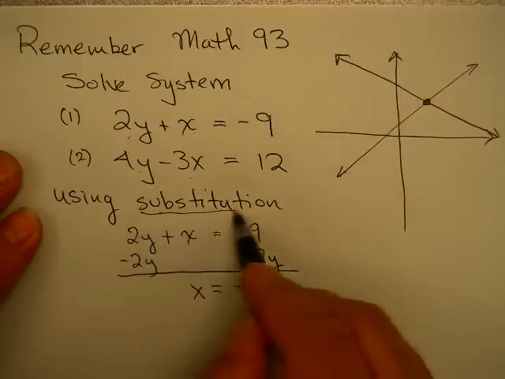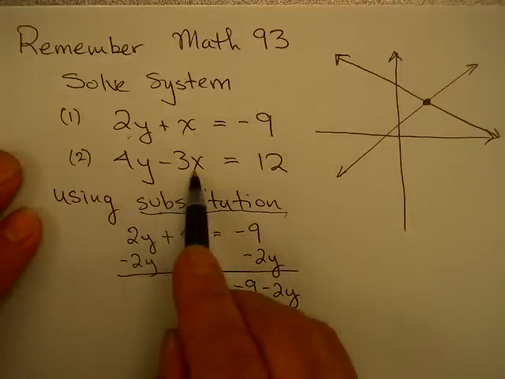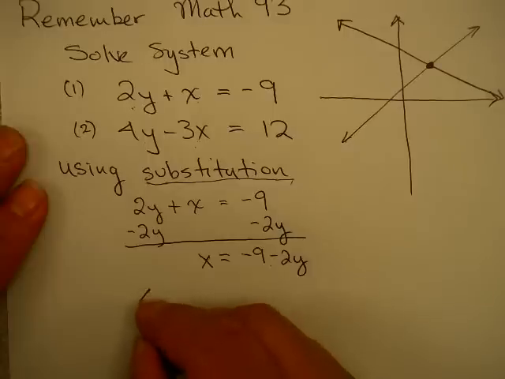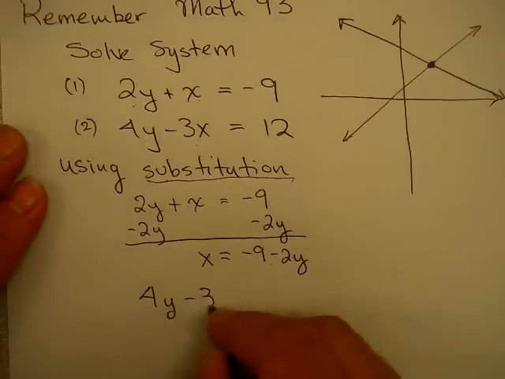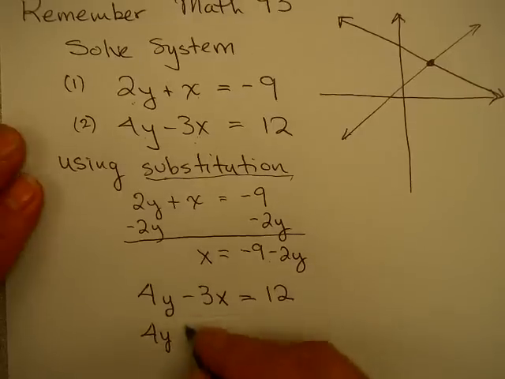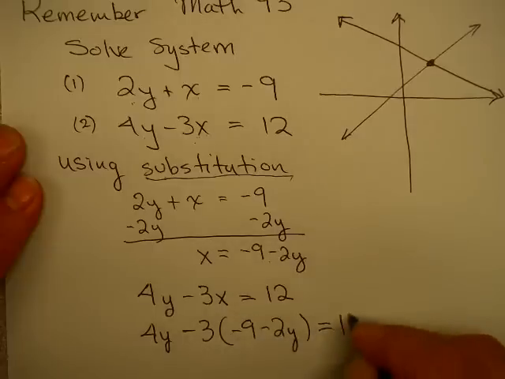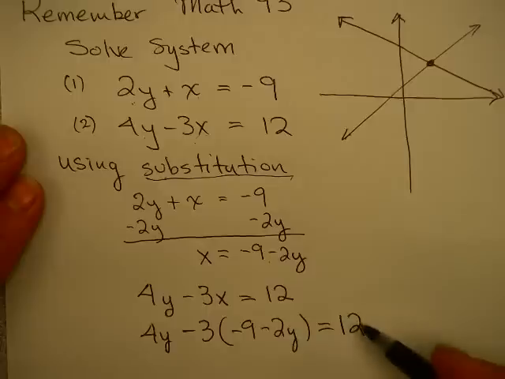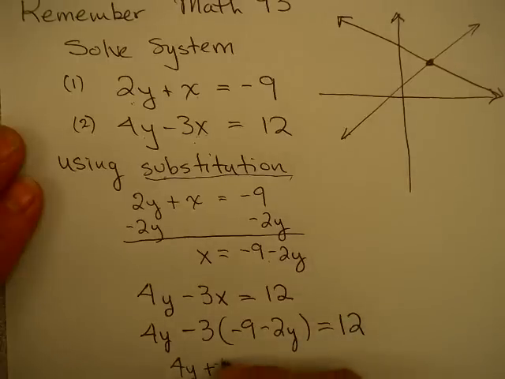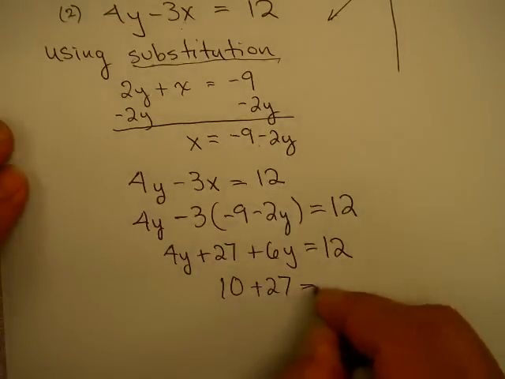Now, as the word substitution implies, I'm going to substitute minus 9 minus 2y for x in the other equation. So I'll write the second equation down here just for our reference. 4y minus 3x equals 12. And I will substitute for x minus 9 minus 2y. Now, to finish this problem, all we need to do is solve this linear equation. You should be good at that by now. This becomes 4y plus 27 plus 6y equals 12, which becomes 10y plus 27 equals 12.